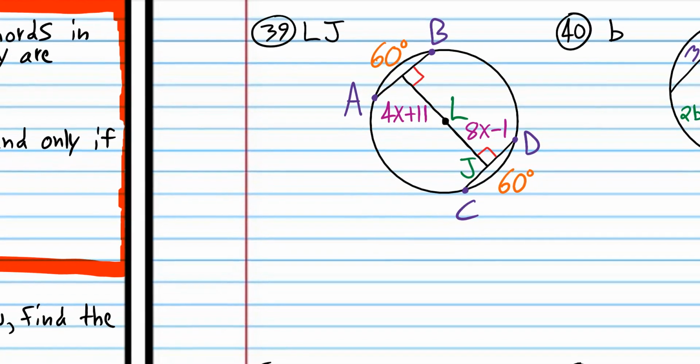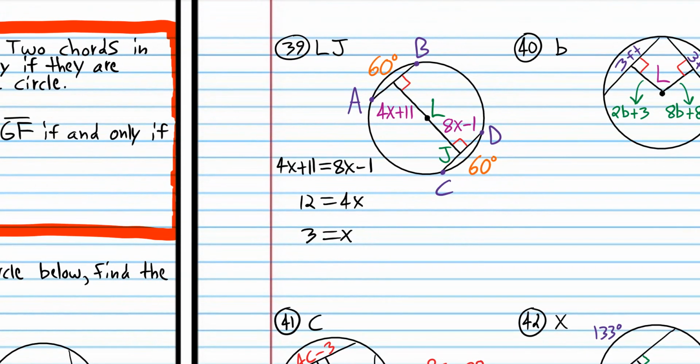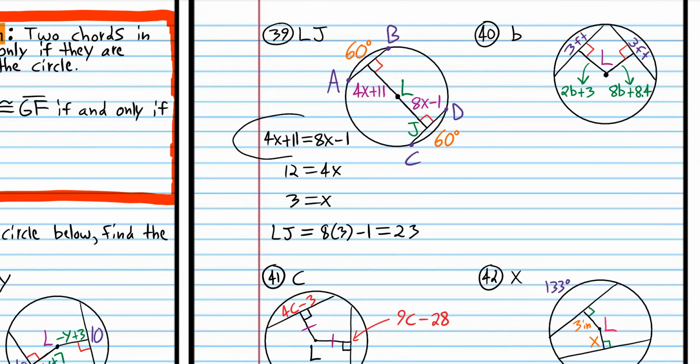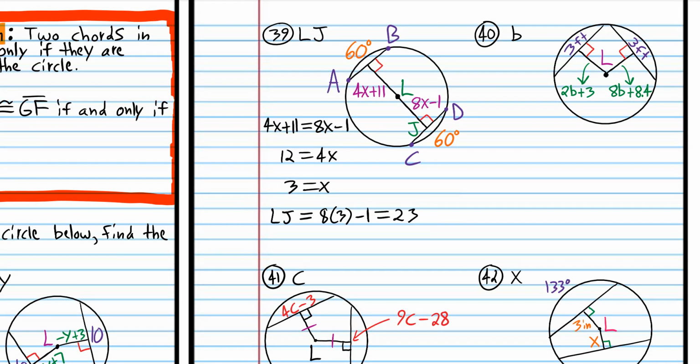So that means that 4x plus 11 must be equal to 8x minus 1. Subtract 4x from both sides, and add 1 to both sides, divide both sides by 4, and we get x is equal to 3, but we don't want x. We want LJ. So LJ is equal to 8 times the x value we just found minus 1, which is 23. So LJ must be equal to 23.